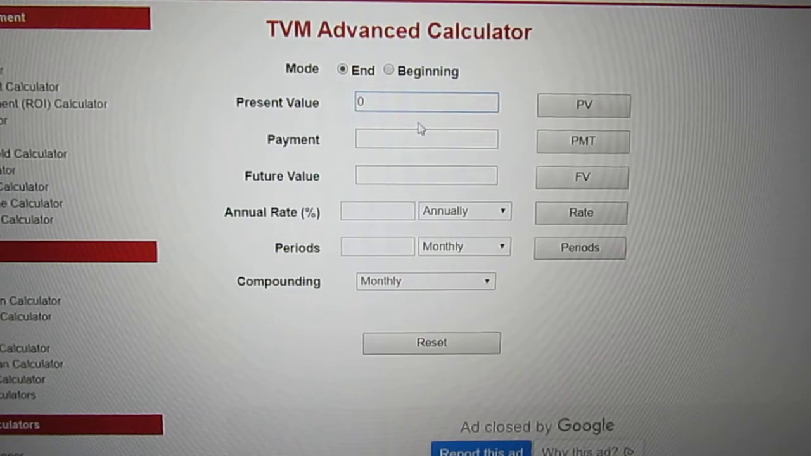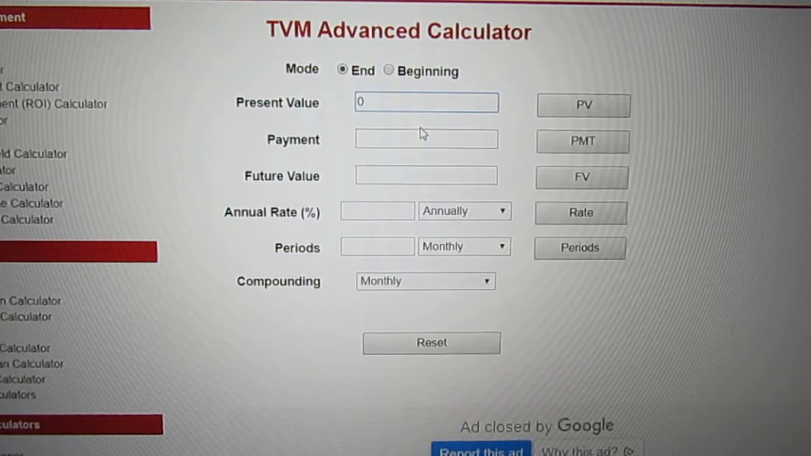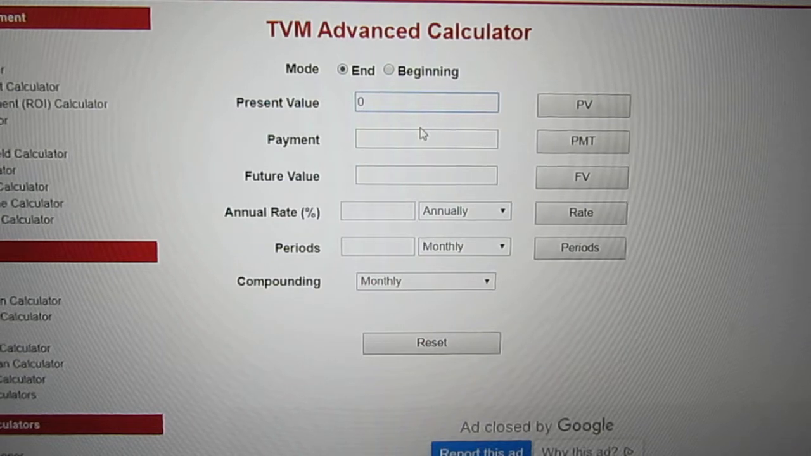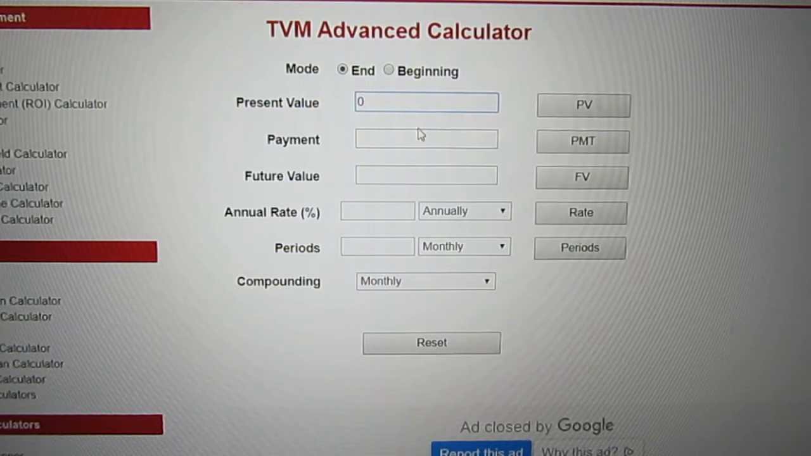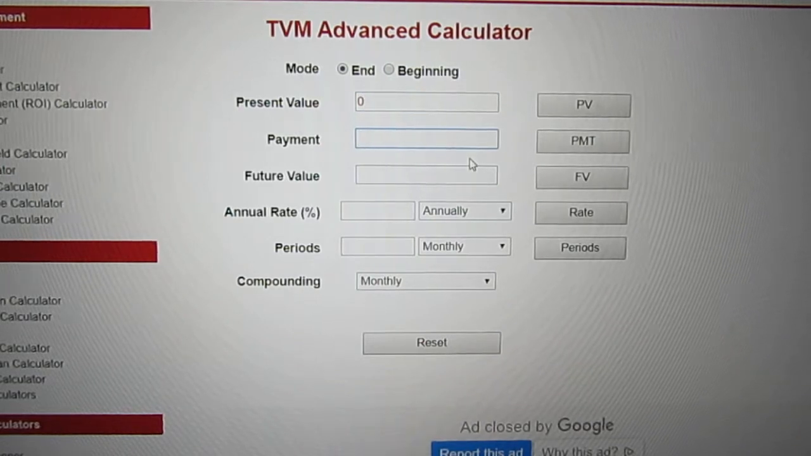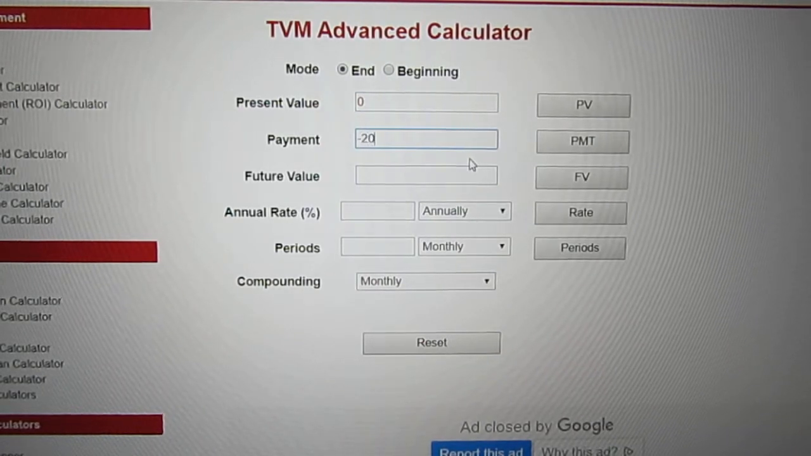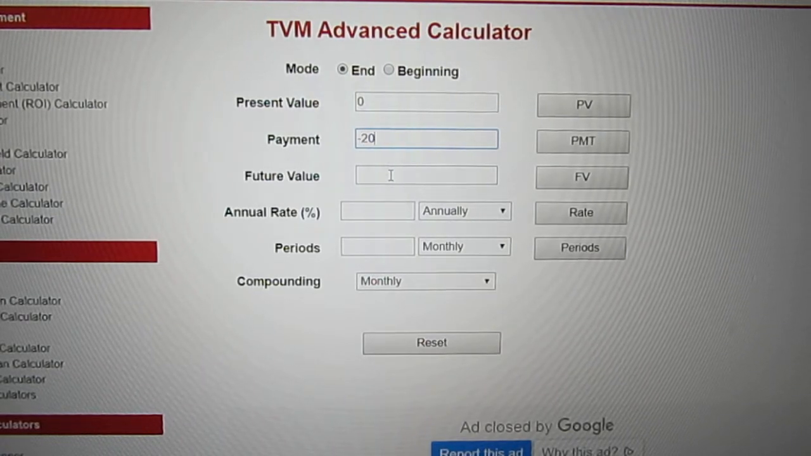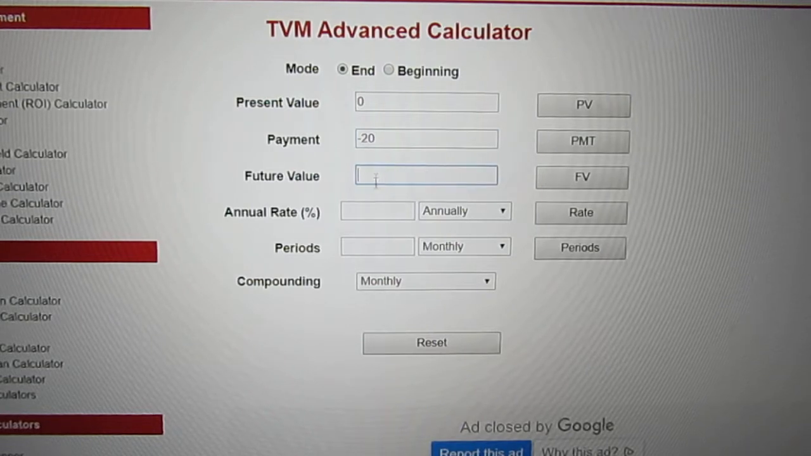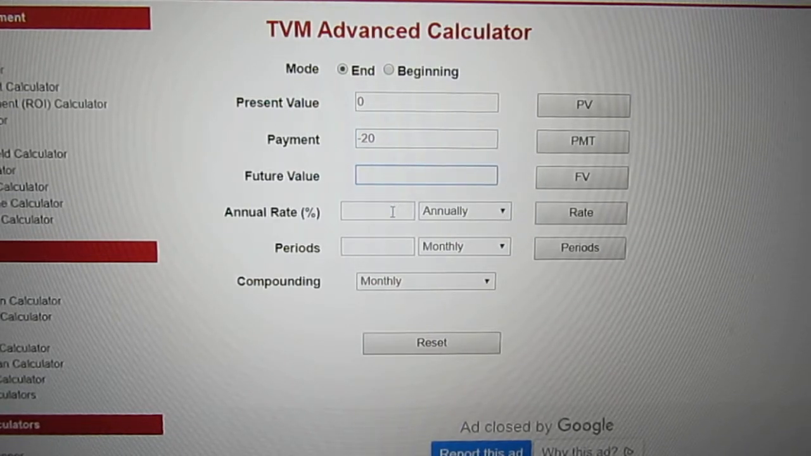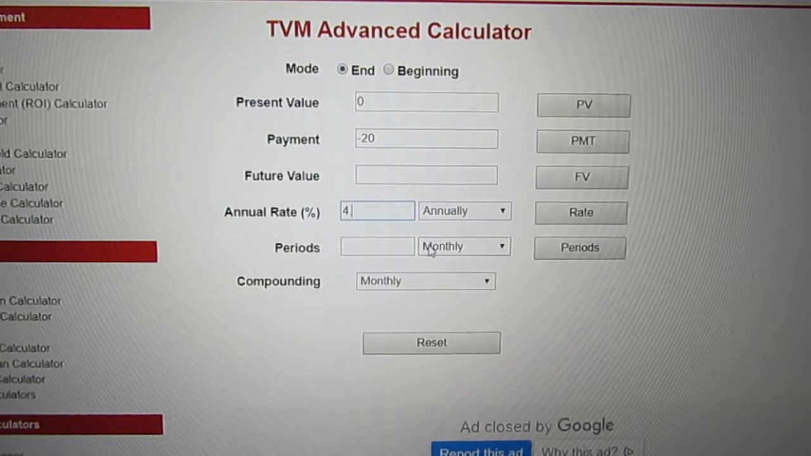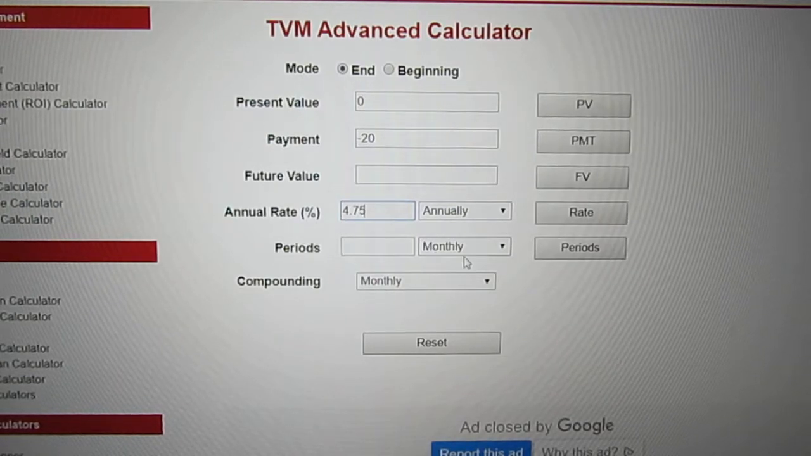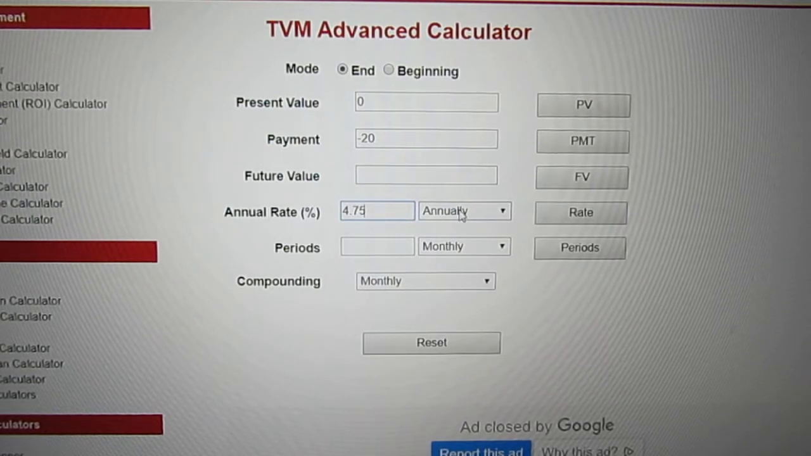How about our payment? Well, that's what the question asked us to solve for. It says you invest $20 a week. My mistake. Let's put that in. $20 a week, and as always, the payment is negative. What we're going to solve for, I'm reading the question again, how much money will you have? That's future value. So leave it blank. Our interest rate is 4.75%. And I'm always going to give you compounded annually.